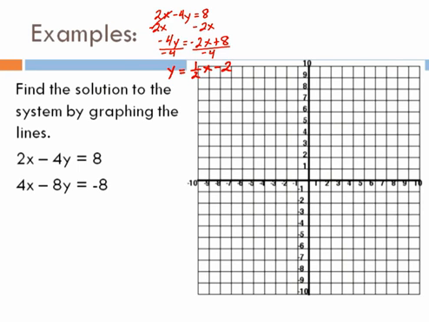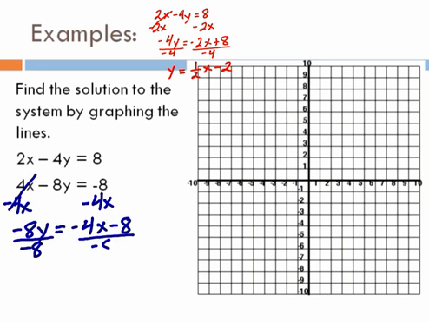The next one I'll do in blue. We have 4x minus 8y is equal to negative 8. I'll start off by subtracting 4x on both sides, leaving us with negative 8y is equal to negative 4x minus 8, divided by negative 8 on both sides, leaving us with y is equal to negative 4 divided by negative 8 is positive 1/2 x, and then negative 8 divided by negative 8 is positive 1.